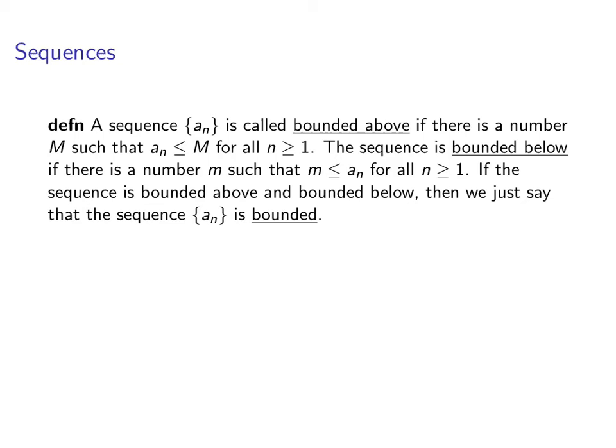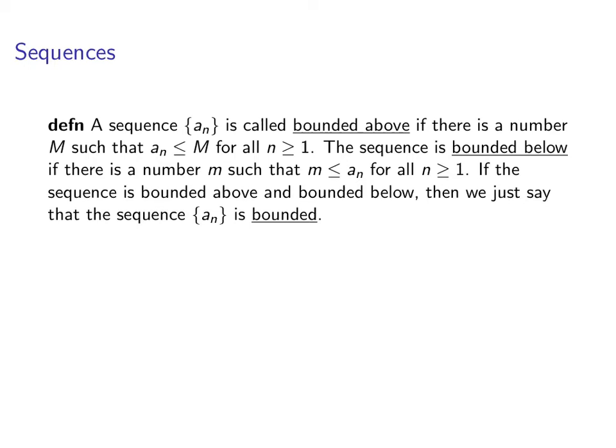Hello, calculus fans! We want to introduce some new terminology. So we're going to say that a sequence a sub n is bounded above if there is a number M such that a sub n is less than or equal to M for all n bigger than or equal to 1. So basically, the terms of the sequence do not go above a particular number.